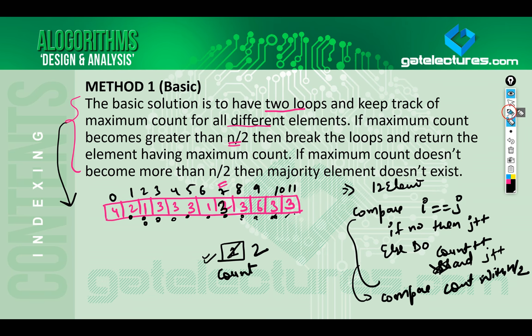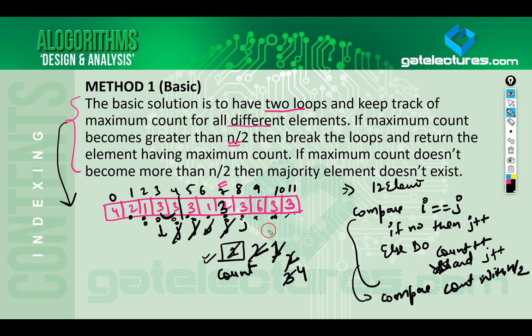Now next time, increment the value of I. So I will come here. Again initialize the value of count with 1. So compare I and J. Now this 3 and this 3 are equal, so count will be 2. Increment the value of J. This 3 and this 3 are equal, so count will be 3. Increment the value of J. This 3 and 1 are not equal. Increment the value of J. 3 and 3 are equal, so the count will be 4.